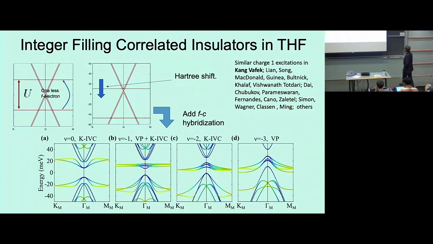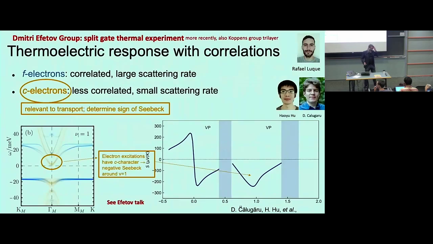This was noticed early on by Askang and Bafek, and a lot of the people cited here. So these are the integer filling states, and now you can ask, well, if they're really insulators, how can I test the idea of having these heavy and light particles? Well, there's many ways we can test it.